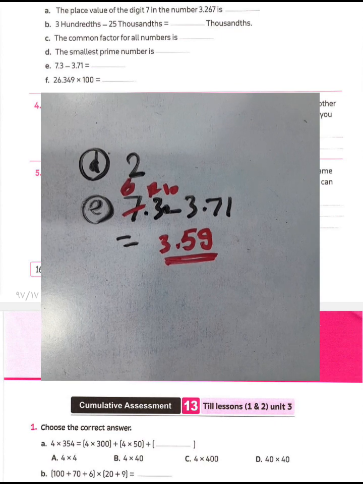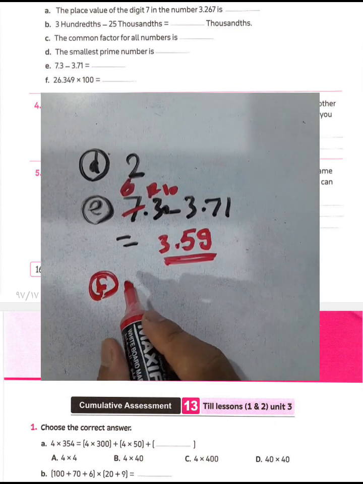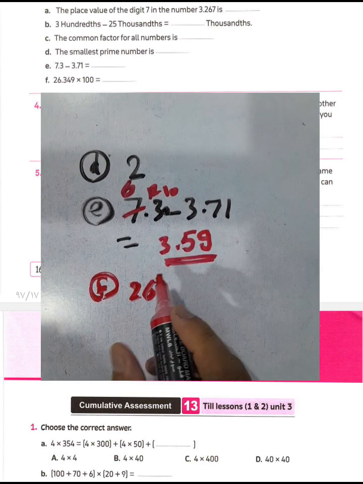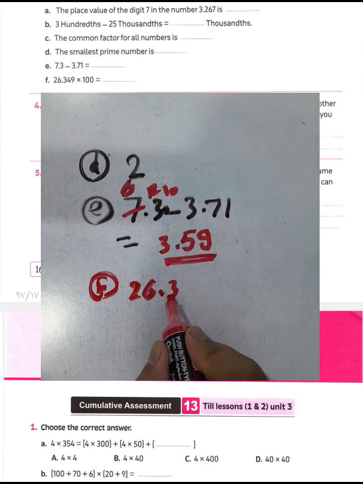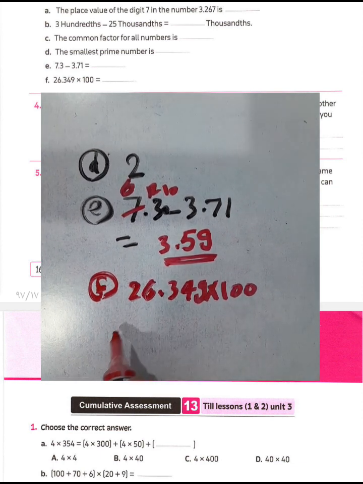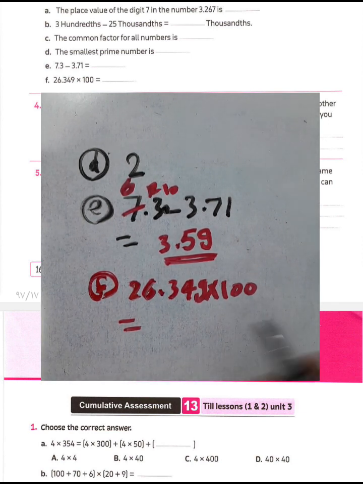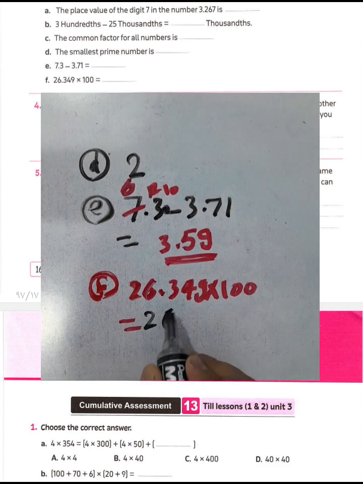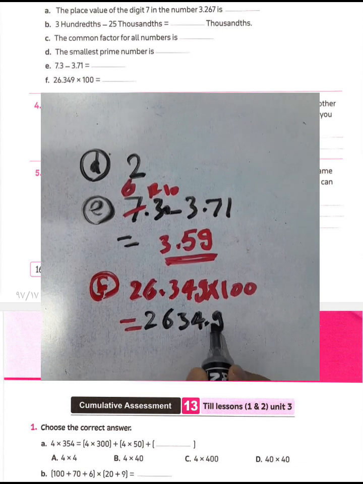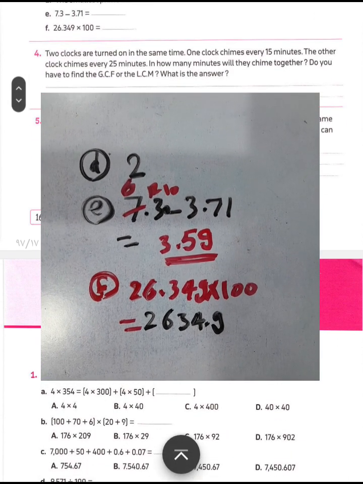What about question letter F? Letter F, 26.349 times 100. We can find the result by moving the point to the right hand side by 2 digits, because we have 2 digits here, double 0 behind 1. Then you can move the point to the right by 2 digits. Right, 2634.9. Question number 4.